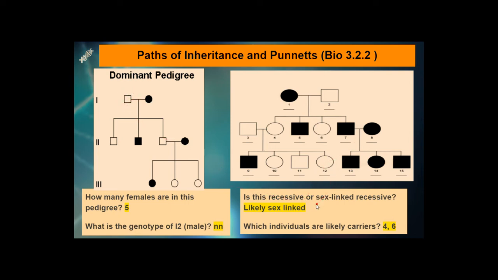This one, it's asking if it's recessive or just sex-linked. So here I see 1, 2, 3, 4, 5 males have it, whereas only 1, 2, 3 females have it. So because more males have it, that shows me it's likely sex-linked. Carriers can only be females who don't have the disorder, so 4 and 6 are likely carriers. 1 is not a carrier because she has the disease.